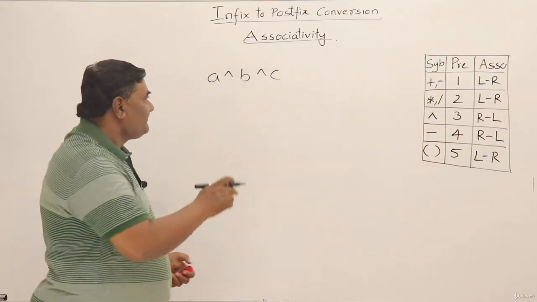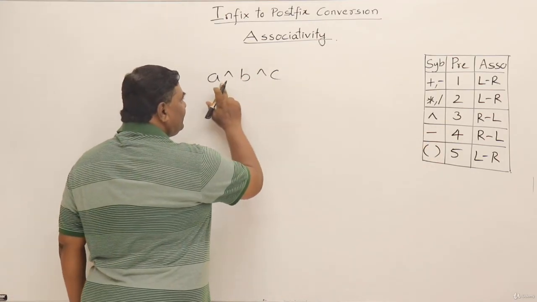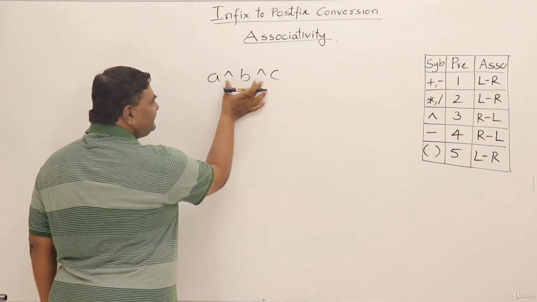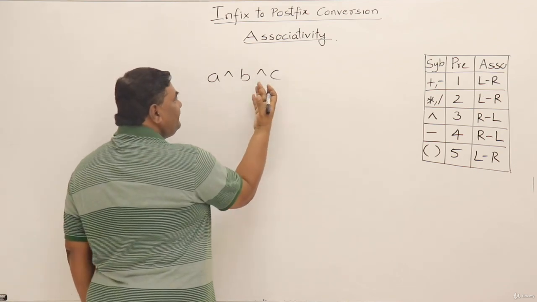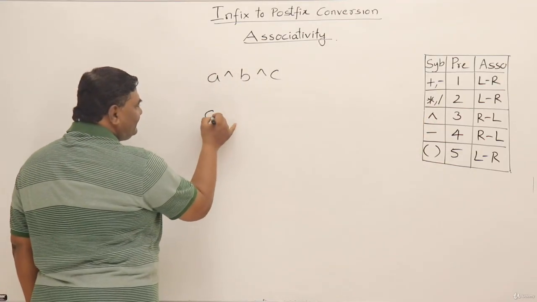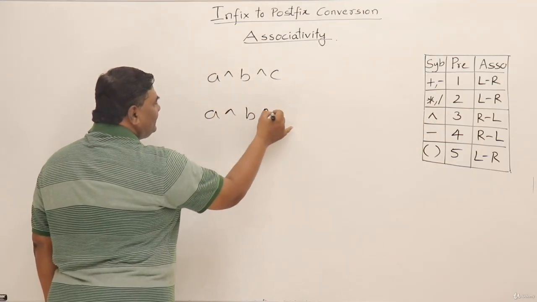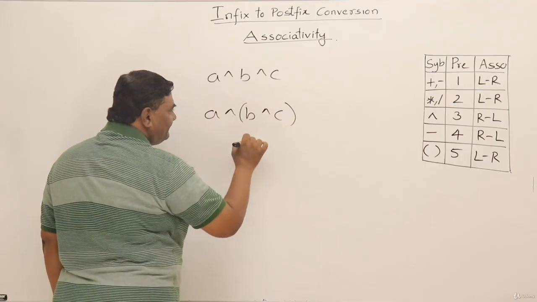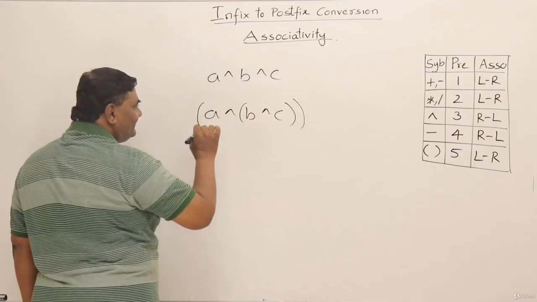So it means there is more than one operator in the same expression. They have the same precedence. Then how should they be parenthesized? They should be parenthesized right to left. So if I parenthesize this one, then it looks like this. First this is in the bracket, then this one is in the bracket.